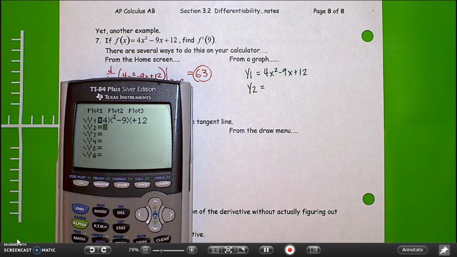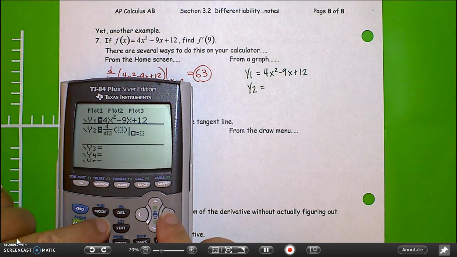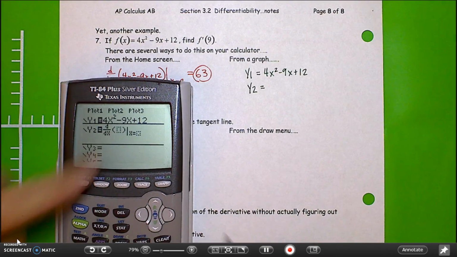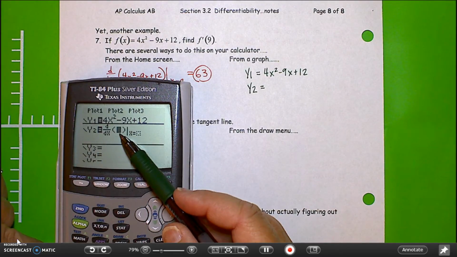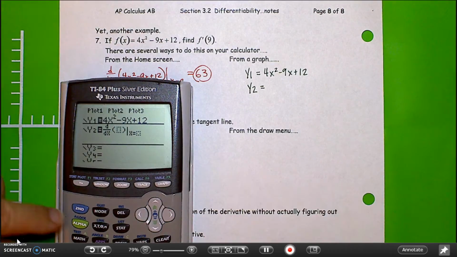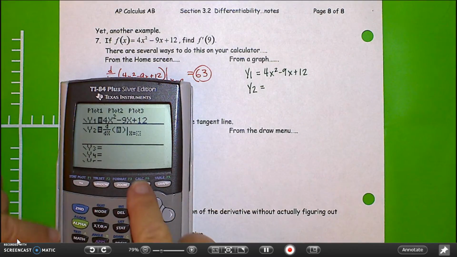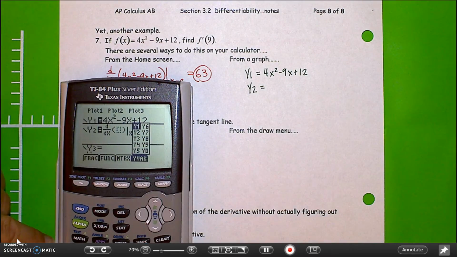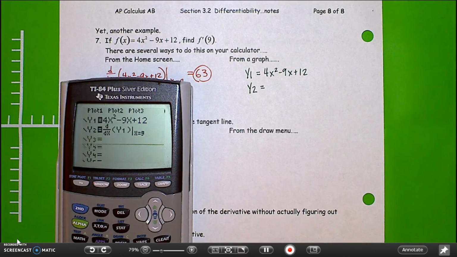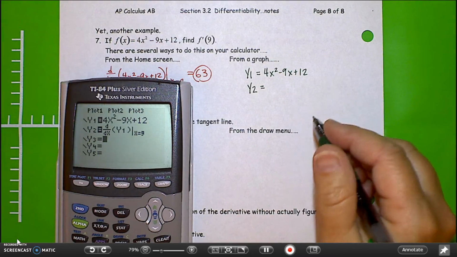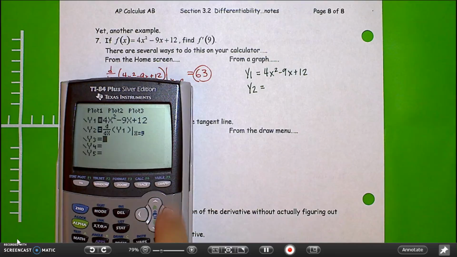And then for y2, we want to use the n-derive function, so math 8, and the same format that we just used, x there. Instead of entering the function again here, I'm going to just refer to y1. So in the new operating system, alpha F4, y1, and the x value I'm interested in is 9.